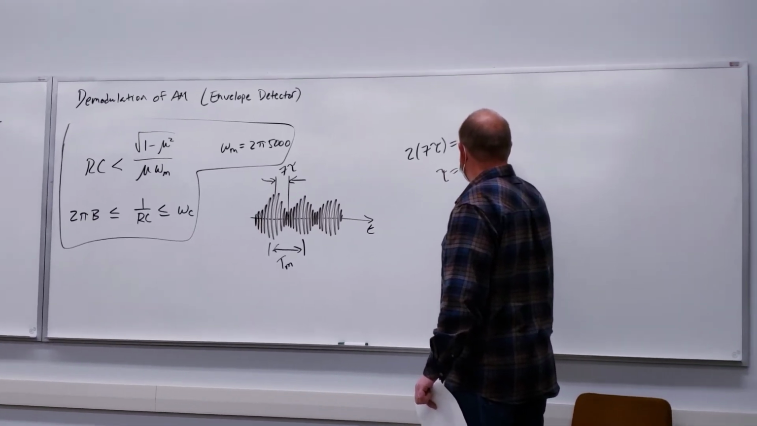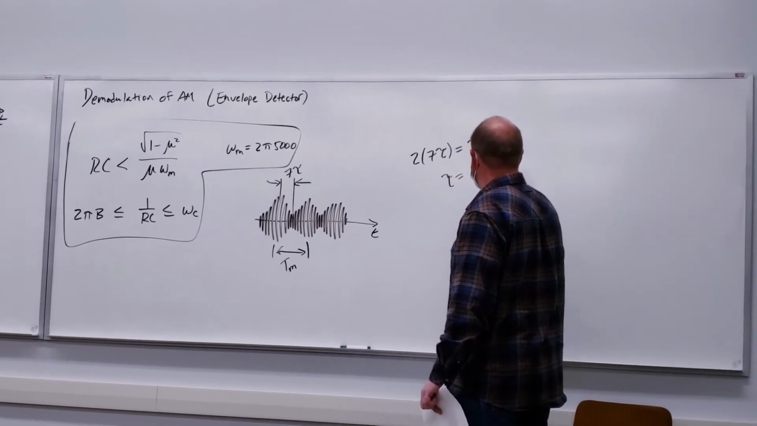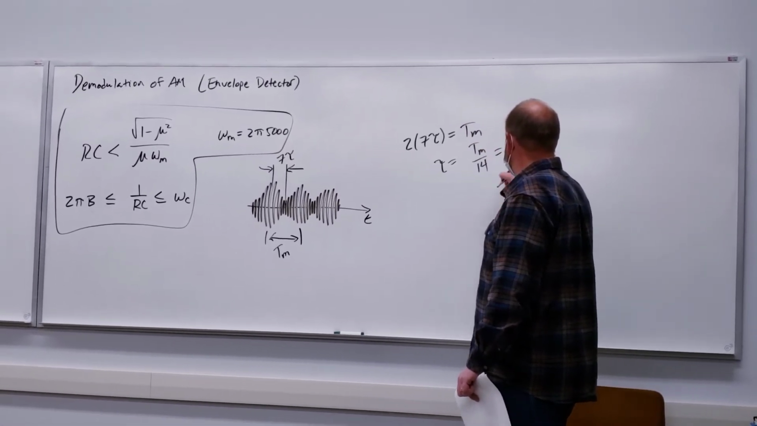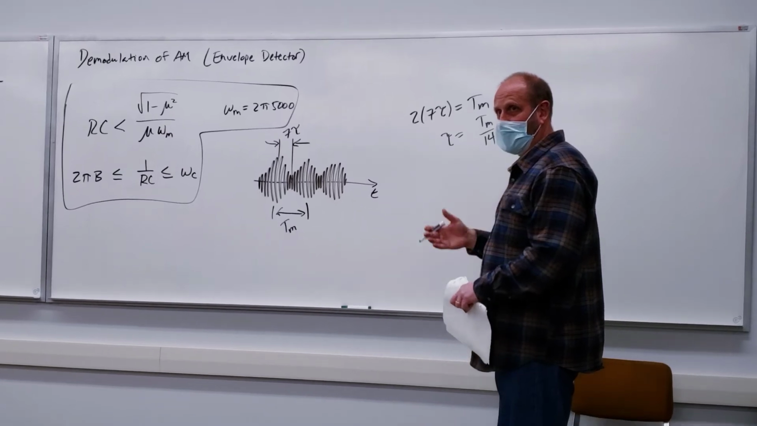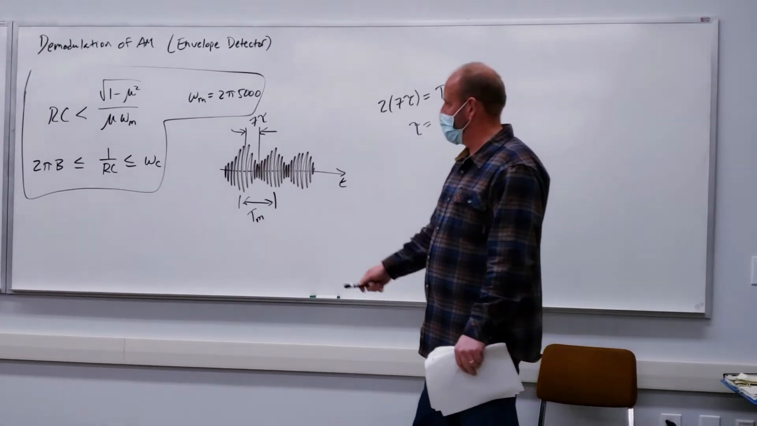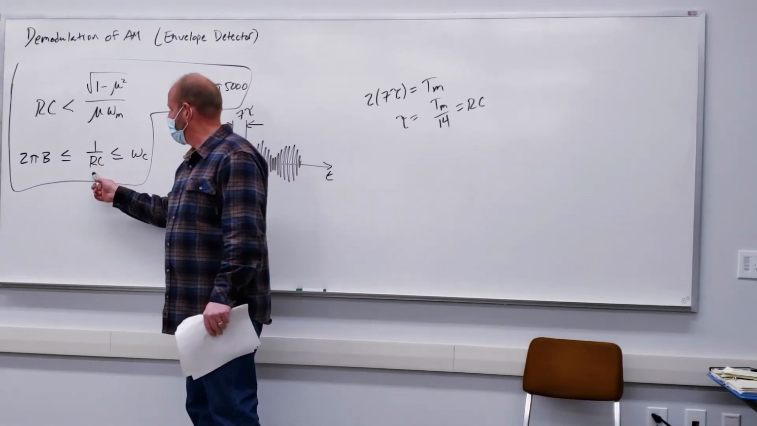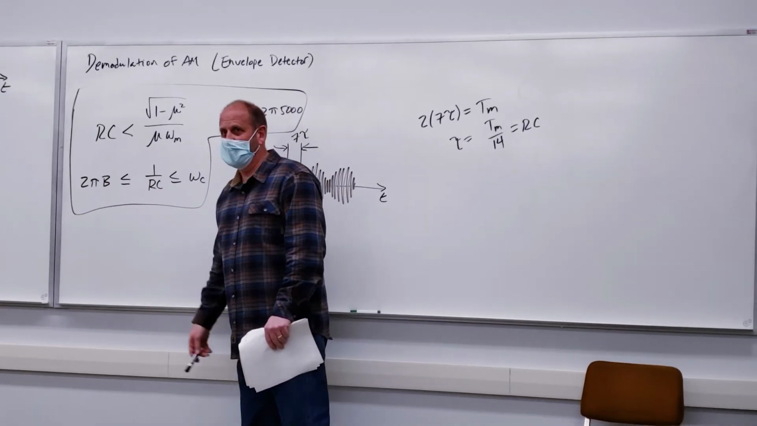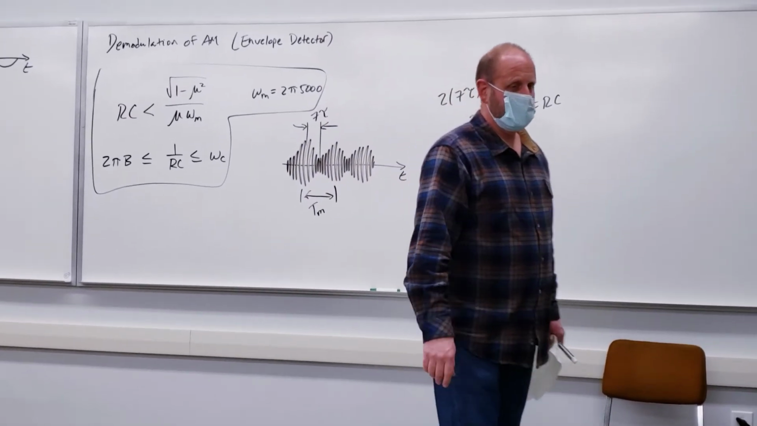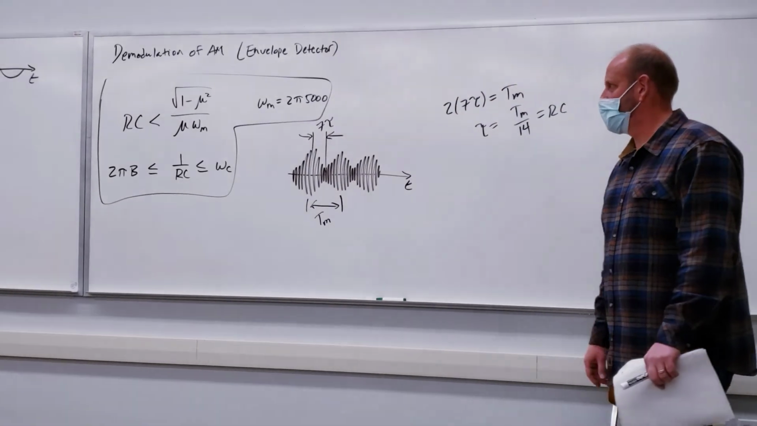Tau is equal to the period of the message divided by 14, and tau is RC. So you can set R to be like 1K and then solve for the C. Same over here: set one, solve for the other, get a range. Anyways, these can kind of help you out.